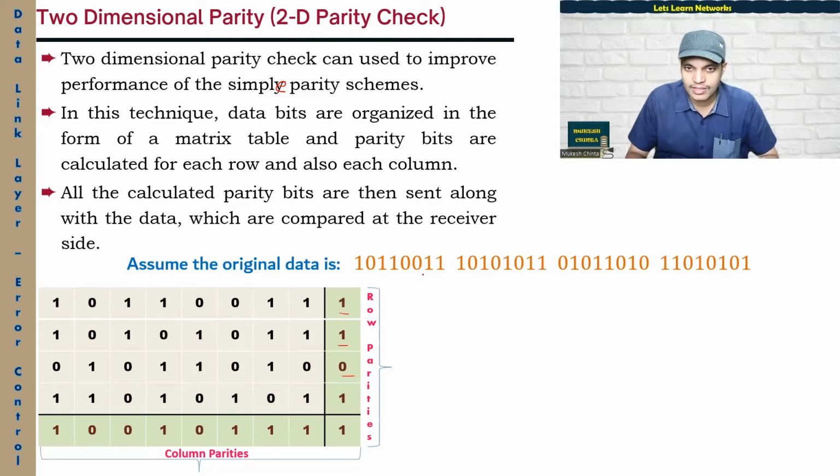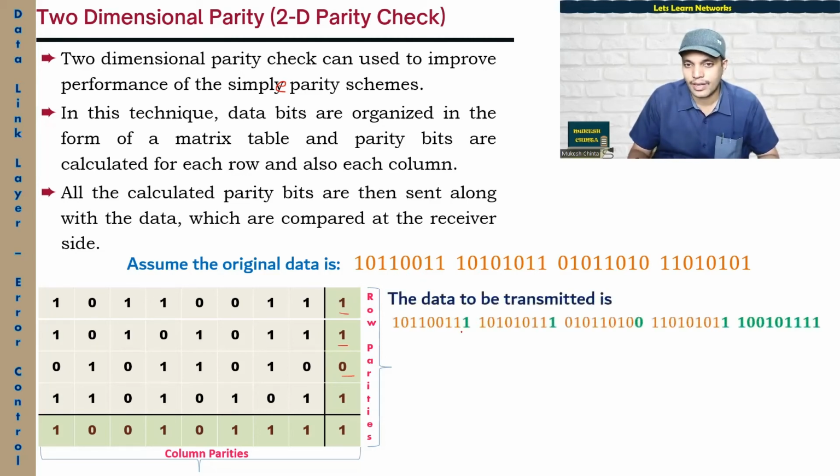So instead of sending just the data to the receiver, I will be transmitting this data, where I add the parity bits computed for each row along with the parity block computed for each column. So this is called a 2D parity check.